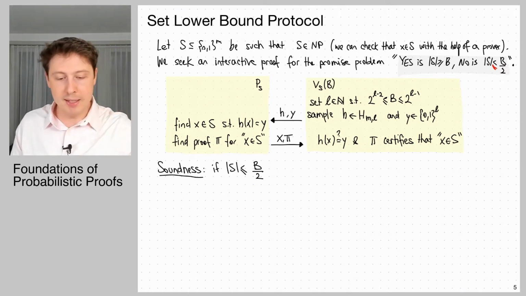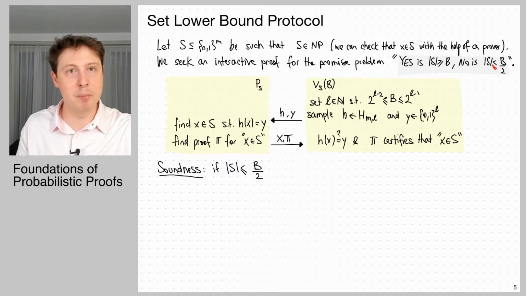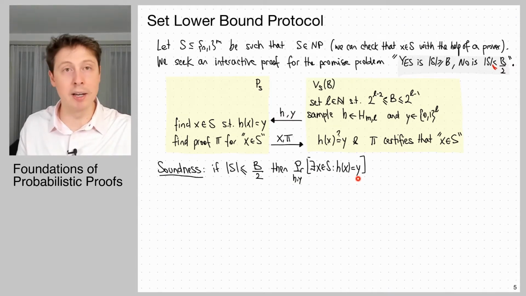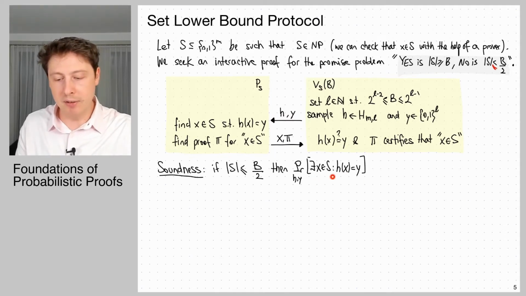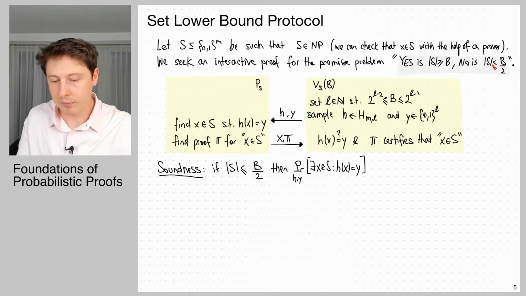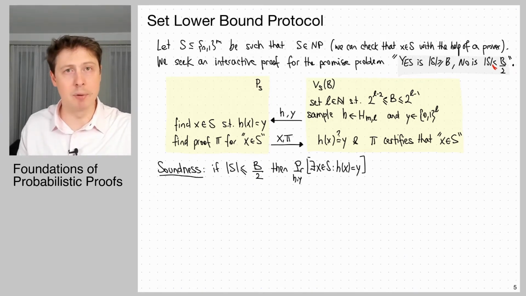Suppose the set S has size at most B over 2. Now, what we want to study is the probability over h and y, that's the verifier's first and only message, that there exists x in S such that h of x equals y. Notice that this is precisely when the malicious prover can win, because if there is such an x, then the malicious prover can convince the verifier. If there isn't, then he can't. So this is exactly the event we want to study. We want to bound the probability that this happens.